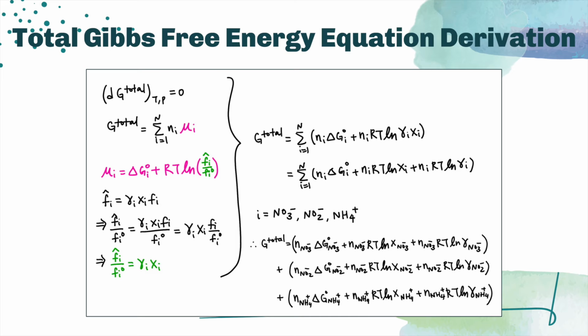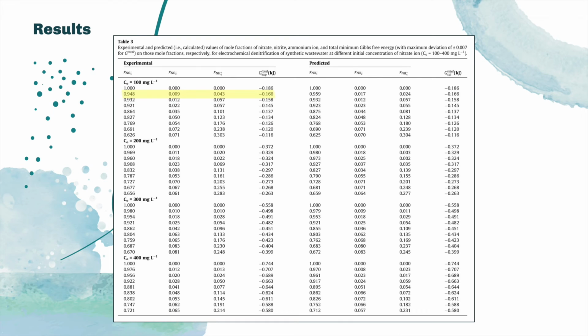Since there were 3 different chemicals, they were integrated into the equation, and the final expression is shown on the bottom right. Here is one of the 4 result tables included in the article, and the highlighted line shows the values I used for example calculation.